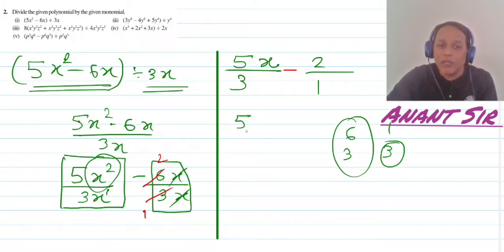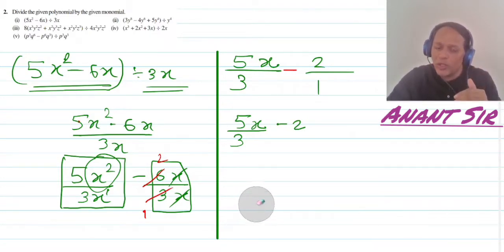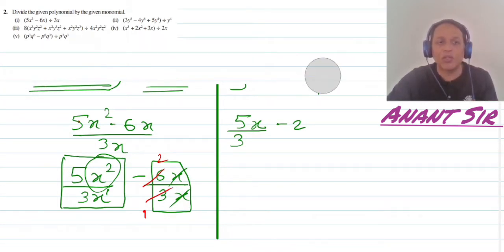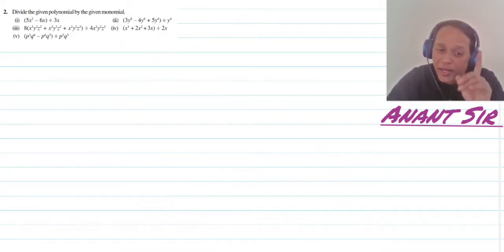So this is our final answer, friends, of this question: 5 by 3 x minus 2. Whether you write that 1 in the denominator of 2 is up to you. Okay. So this is our final answer for the first question. So let's move on to solve the second one. I hope you are getting all the questions.